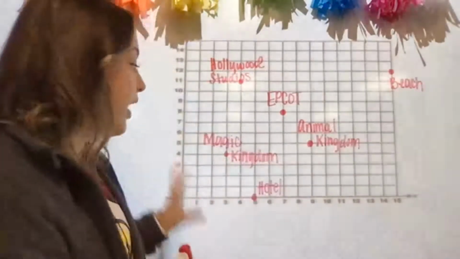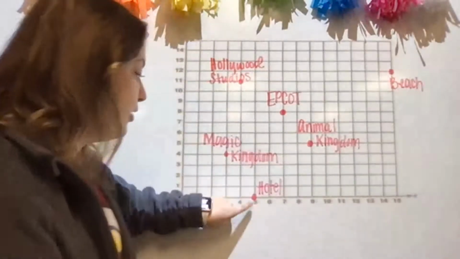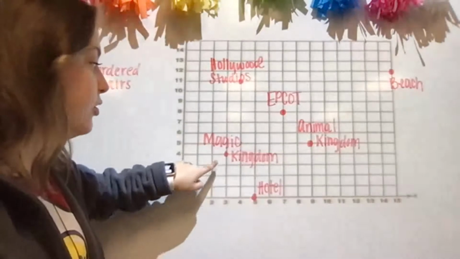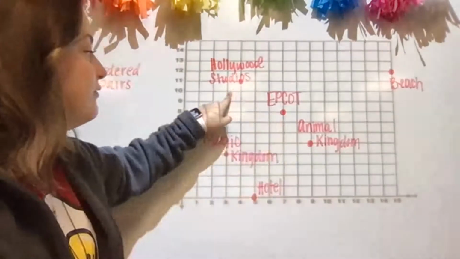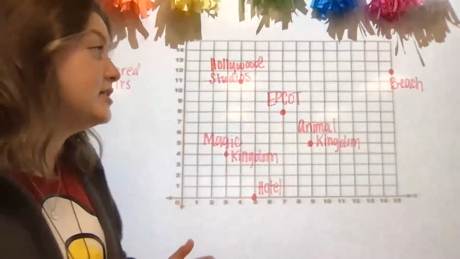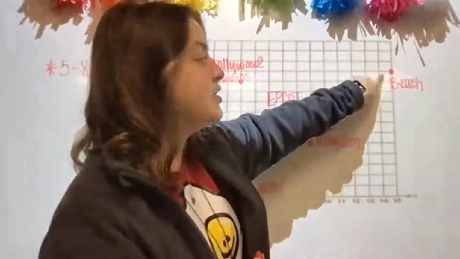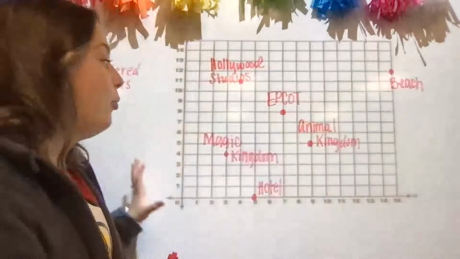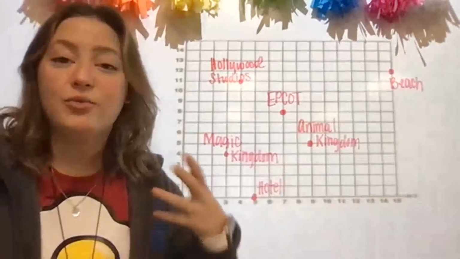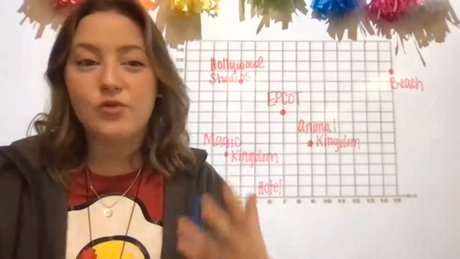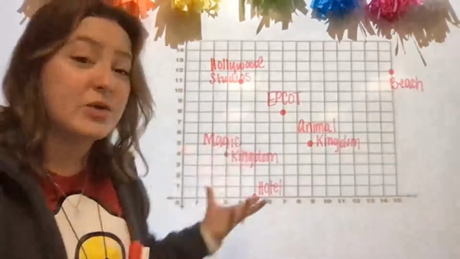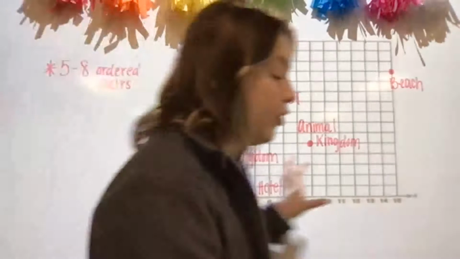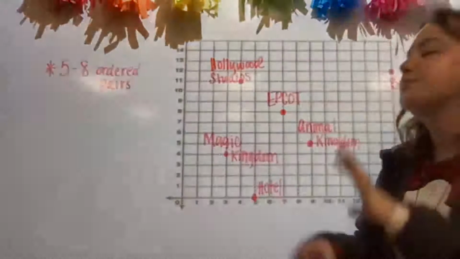Okay. So what I have done is I have an ordered pair for the hotel. I have multiple ordered pairs for the different theme parks at Disney. And then I have an additional ordered pair for the beach. So the whole point of this is so that we can become familiar with locations and the different ordered pairs and the different things that we can do with a coordinate plane, okay? So now let's recap.